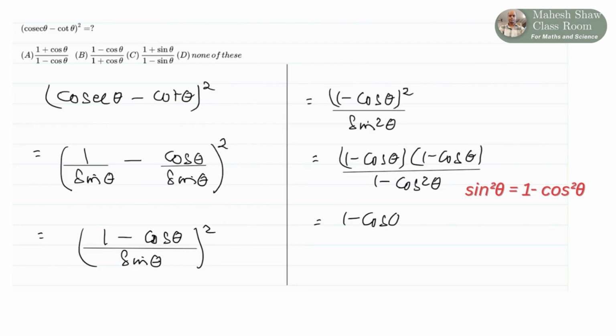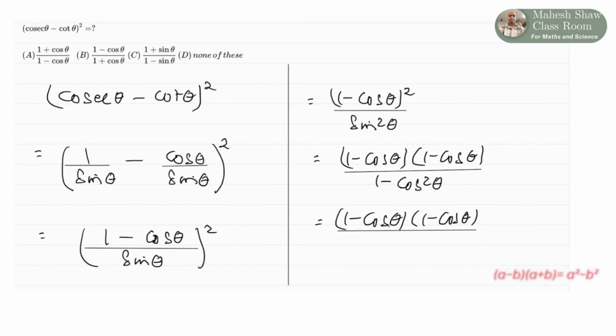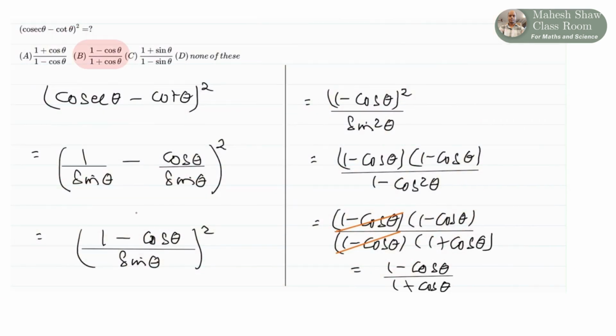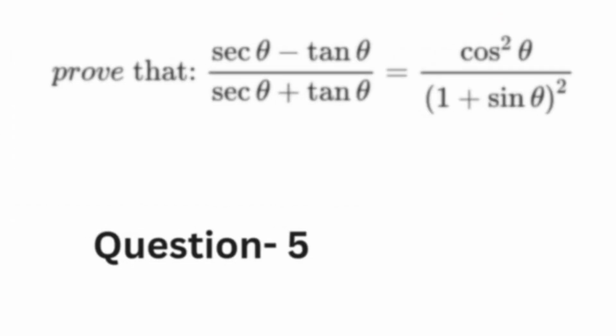So keeping the numerator same, applying the identity of a square minus b square, we can write it as 1 minus cos theta into 1 plus cos theta. So now 1 minus cos theta gets cancelled over here. So that results to give 1 minus cos theta divided by 1 plus cos theta. Option B is correct.